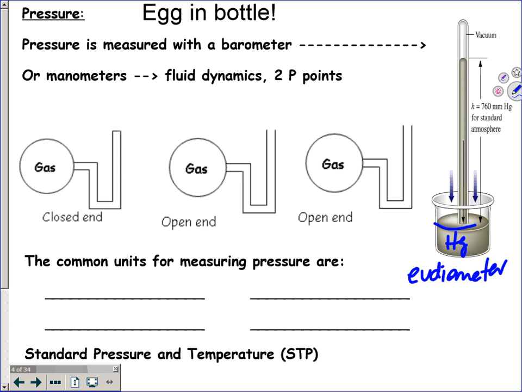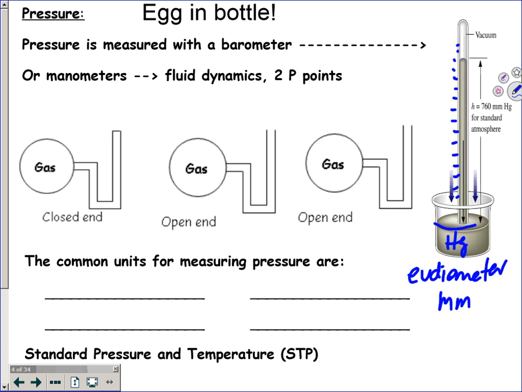A eudiometer is actually what we'll use in our lab on Friday, but it's an upside down, big, huge test tube. And there's little measurements on it. And those measurements, can you guess what their measurements are in millimeters? Because we're measuring technically millimeters of mercury. So this is what a barometer looks like. We don't generally use this in the classroom because it's mercury, and mercury is toxic.